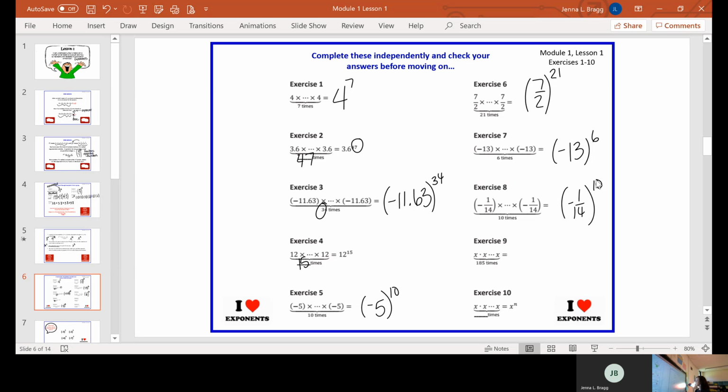Exercise 9. I told you don't let the letters confuse you. You still know that this is x to the 185th power. And you know if x is raised to the nth power, then it is being multiplied n times.